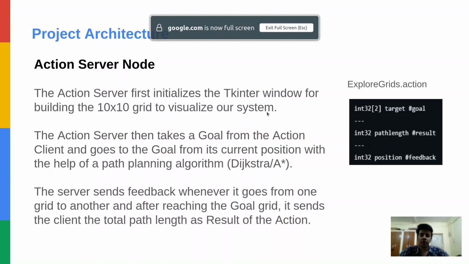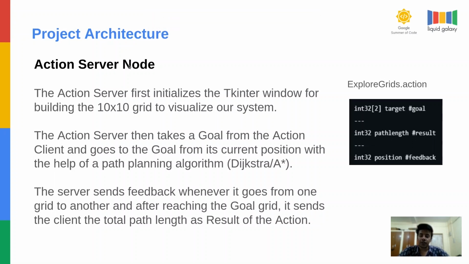Okay, fine. Next, what does the server do? After receiving the point from the client, the server initializes a tkinter window. What is a tkinter window? We will see. It opens a tkinter window for building the 10 by 10 grid. And then the action server takes a goal from the action client and goes to the goal from its current position with the help of a path planning algorithm, which will be either Dijkstra or A star. At the end of the execution, it sends the path length.